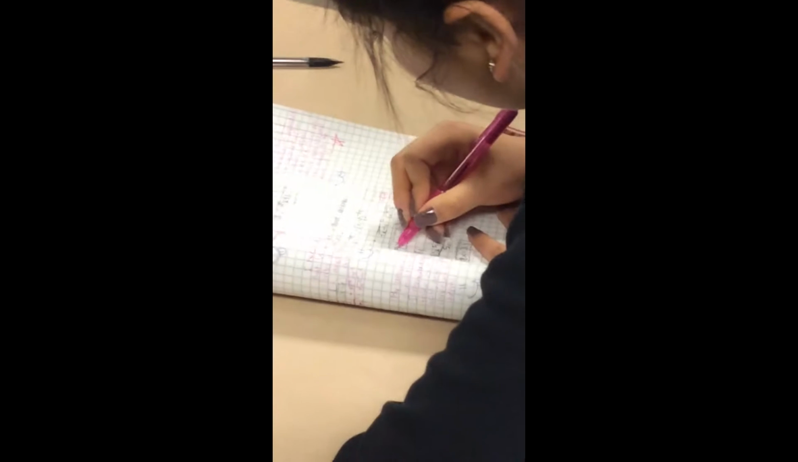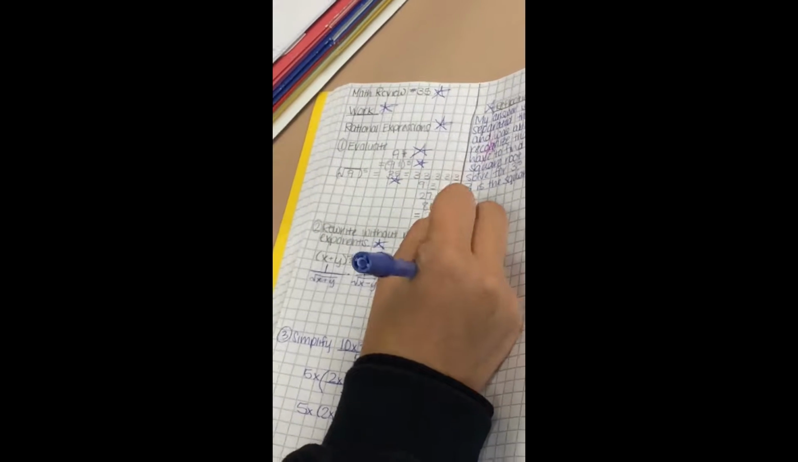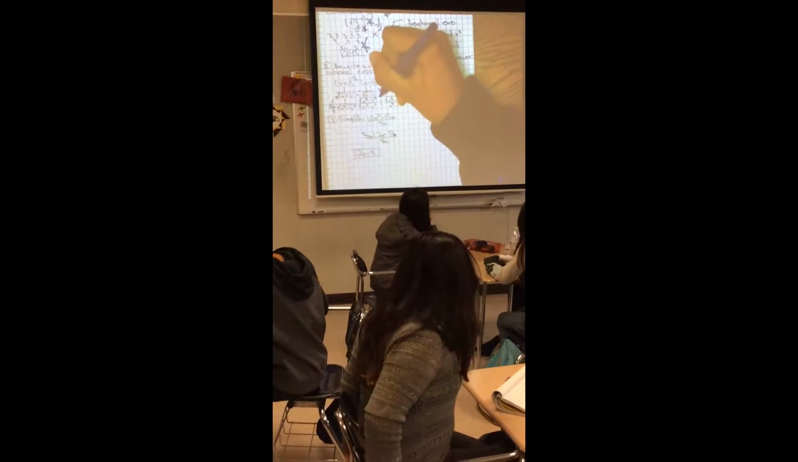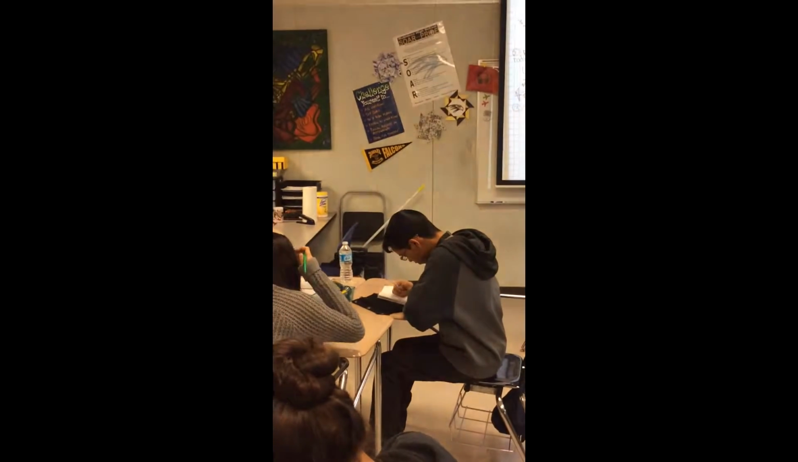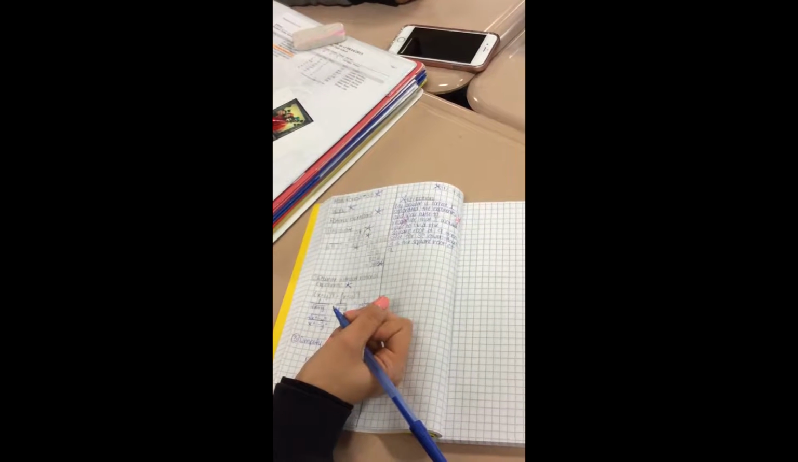Give yourself a star if you've done that. And I multiply them to get the square root of x squared minus y squared. Give yourself a star like that. And I remembered that there can't be a square root in the denominator, so we have to rationalize the fraction. Give yourself a star if you've done that. I got the square root of x squared minus y squared over x squared minus y squared. Give yourself a star if you've done that.